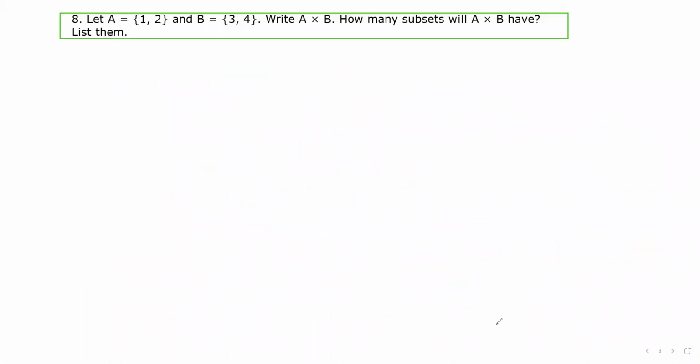Next, let A and B be given. Write A cross B. How many subsets will A cross B have? List them. First, we have to write A cross B. With 2 elements in each, you'll have 4 elements over here: (1, 3), (1, 4), (2, 3), (2, 4). How many subsets does A cross B have, and you have to list them.